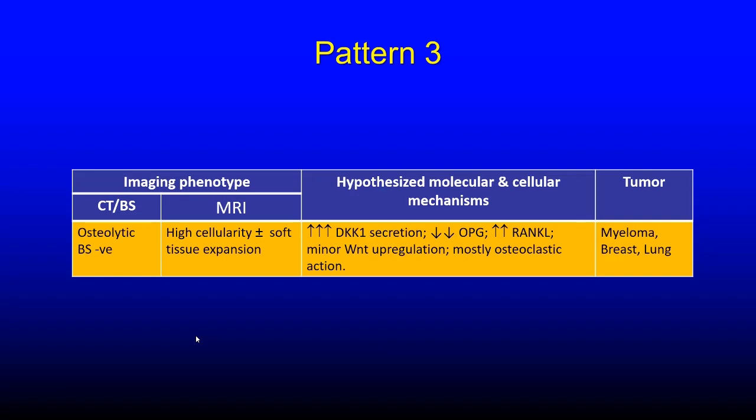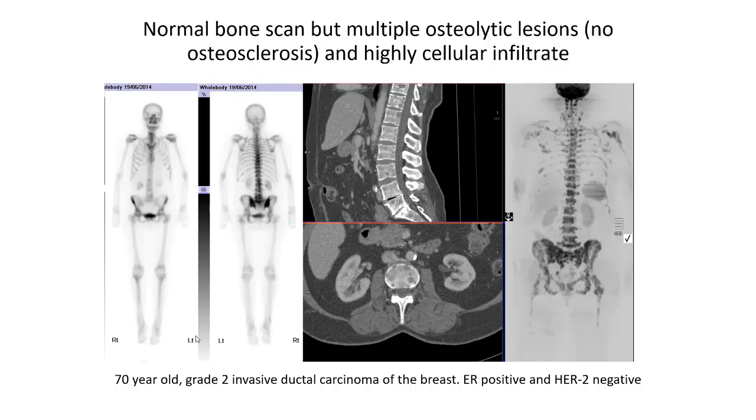Pattern 3 are osteolytic lesions, but the bone scan is negative. Strange. Osteolytic lesions, bone scans are negative. That means now you know that the osteoblasts are blocked. You should already know this. There's high cellularity within the soft tissues. Here's a typical example. This is a patient with breast cancer. Look at the DWI. They're stuffed full of cancer. I mean, it's liters of cancer here, right? Bone scan, negative. Look at the individual lytic lesions.